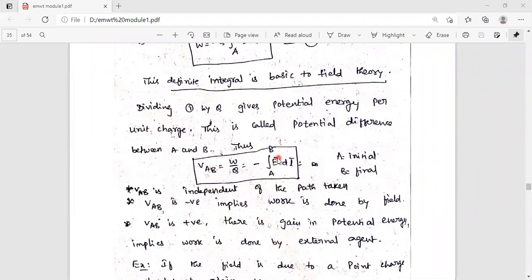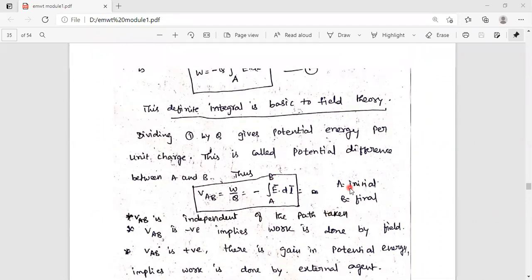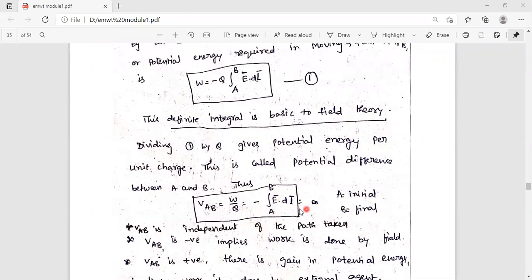E bar represents the field where the charge is moving, and DL bar represents the path, means displacement, the path along which the charge is moving. A represents the initial point and B represents the final point. Now let us apply this to our practical examples, different charge distributions, etc. This is the general expression.